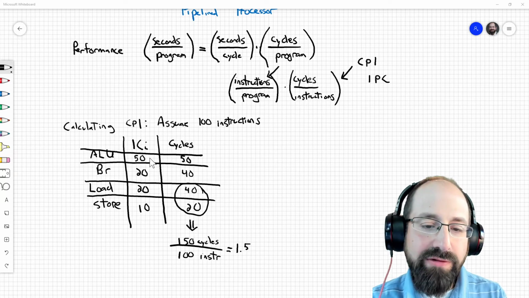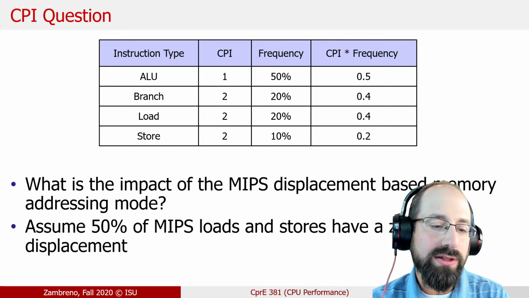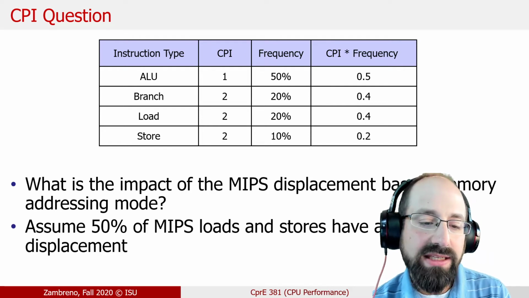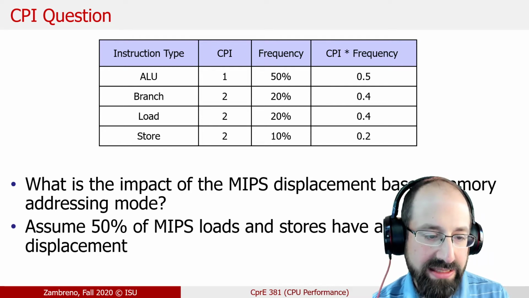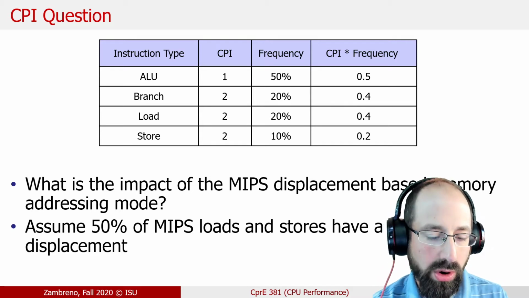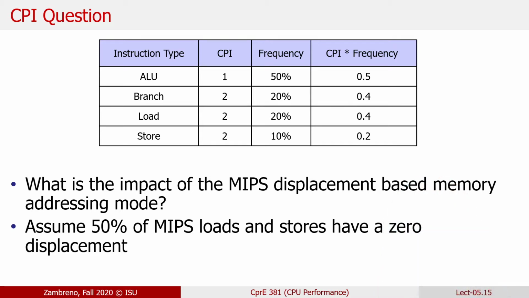So the somewhat vague hypothetical is: what is the impact of having that MIPS displacement based memory addressing mode? First off, what is the impact is not really well defined, but the assumption allows us to work our way through the question. So if we assume that for a given workload, 50% of the loads and stores have a zero displacement, the assumption is the other 50% don't, right?